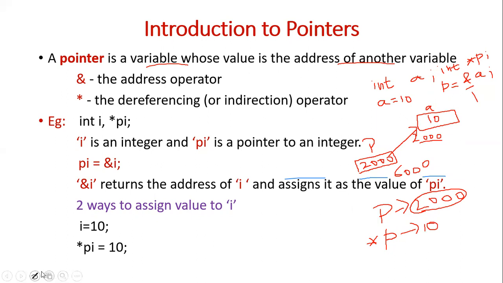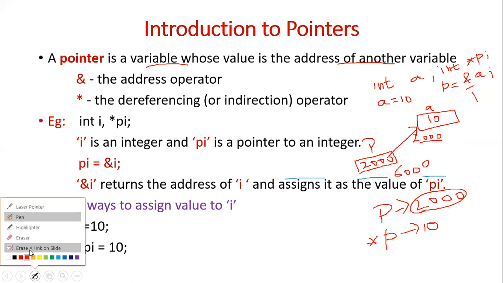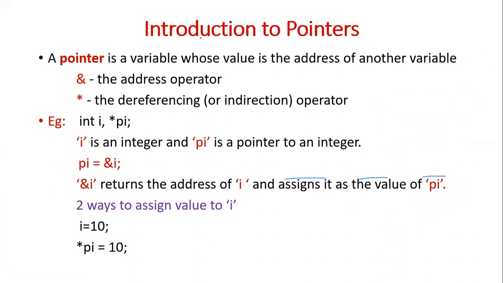So this is the brief introduction to the pointer. Let us continue with the slide. With pointers, we use two operators. One is ampersand, which is called the address operator, or address of operator. The other one is the star, which is called the dereferencing or indirection operator. So ampersand refers to some address, whereas star is the dereferencing or indirection operator.